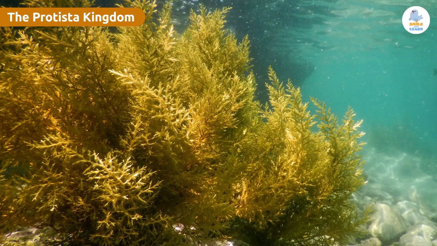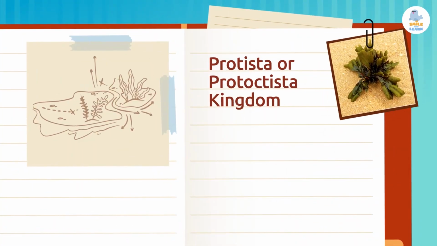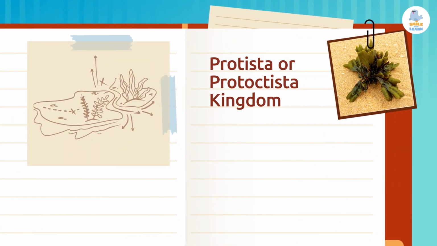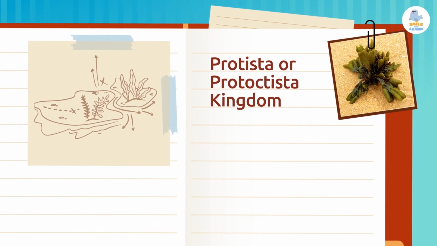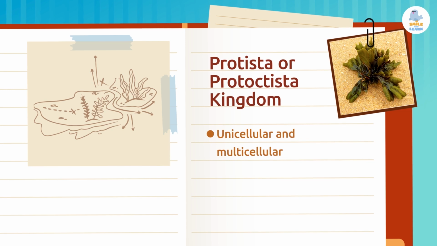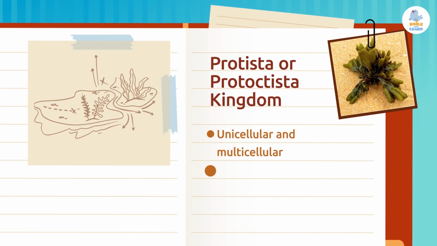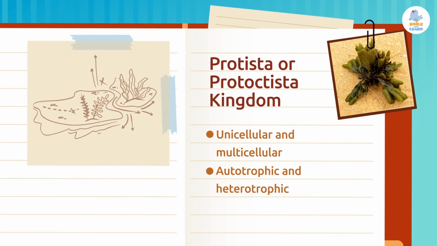Let's take out our notepad for the last time. The characteristics of the Protista Kingdom are as follows. They can be unicellular and multicellular organisms. And they can also be autotrophic and heterotrophic.